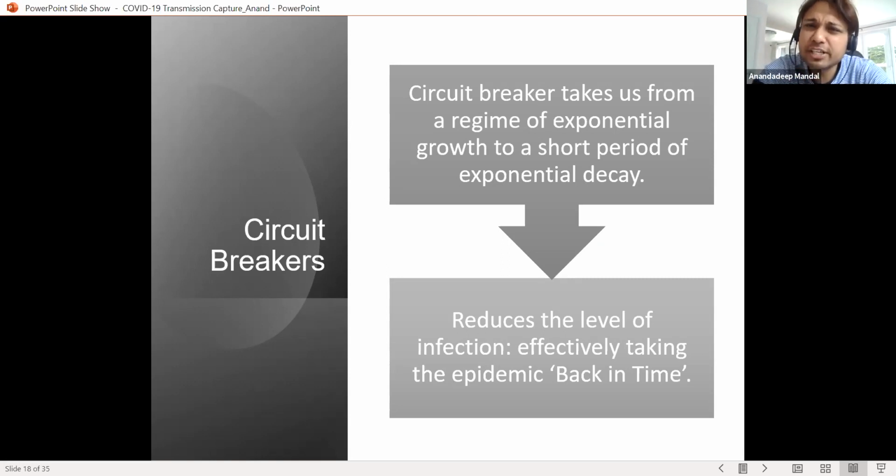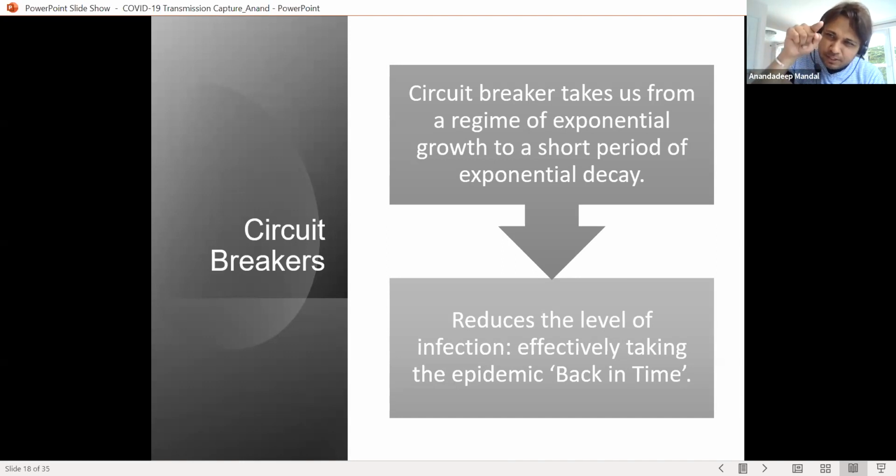So what is a circuit breaker? A circuit breaker takes you from a regime of exponential growth to a regime of exponential decay. So you delay or stop the propagation of the transmission of the disease. Or you can also say that the regime of exponential growth is halted, and it gets pulled back in time.